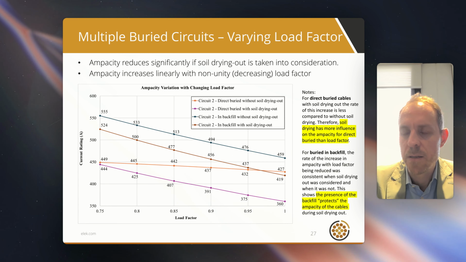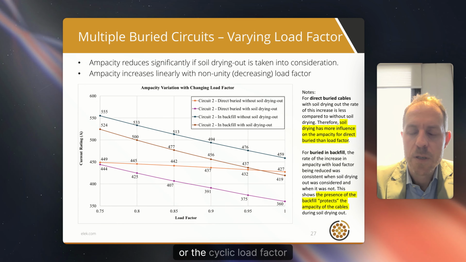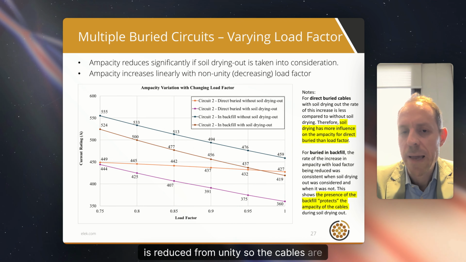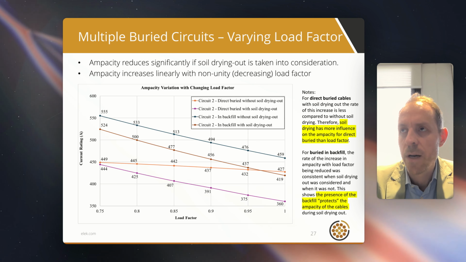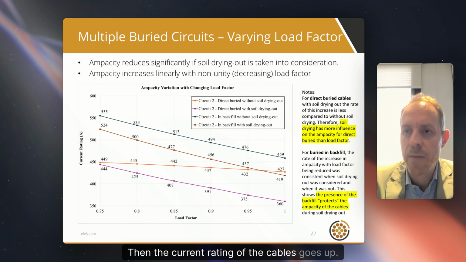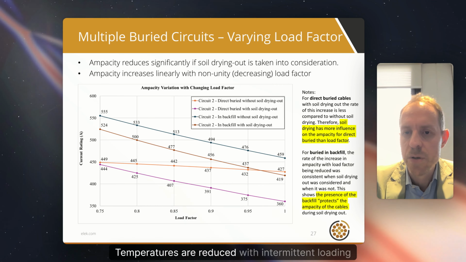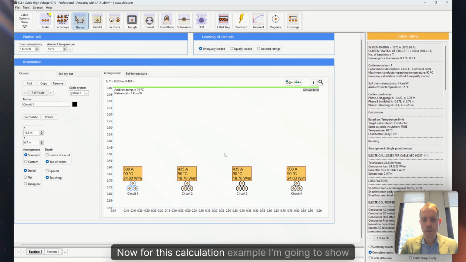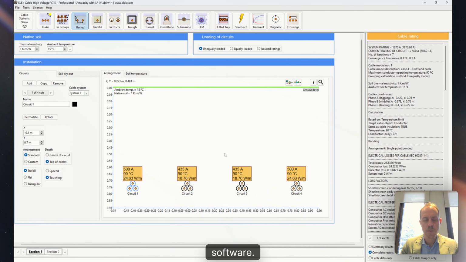As the loading or the cyclic load factor is reduced from unity, so the cables are effectively not fully loaded, then the current rating of the cables goes up. Are reduced with intermittent loading or cyclic loading. Now for this calculation example, I'm going to show you how to perform the calculations using software.